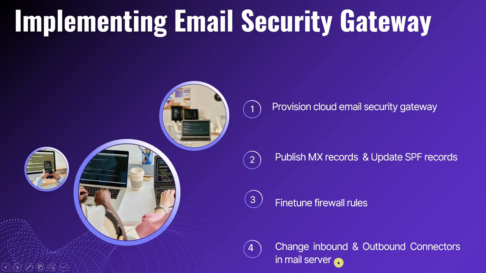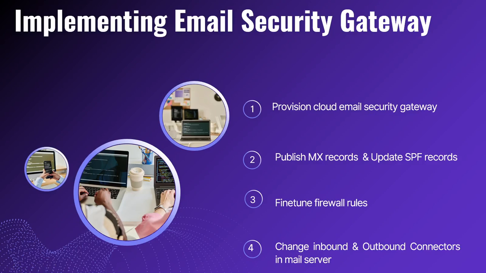Now for the inbound, in your cloud email security gateway, you actually need to configure the mail server. The mail server will be your on-premise public IP on the firewall side. Then for the outbound connectors, on the email server side, you need to point to the outbound connector.